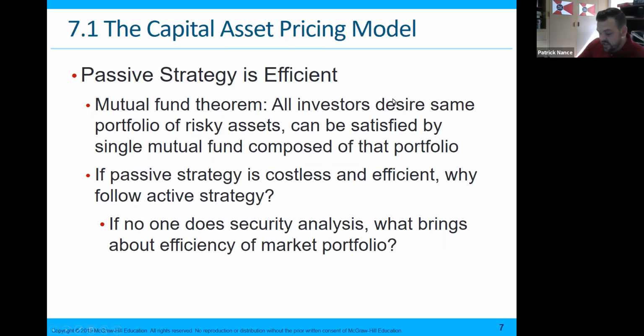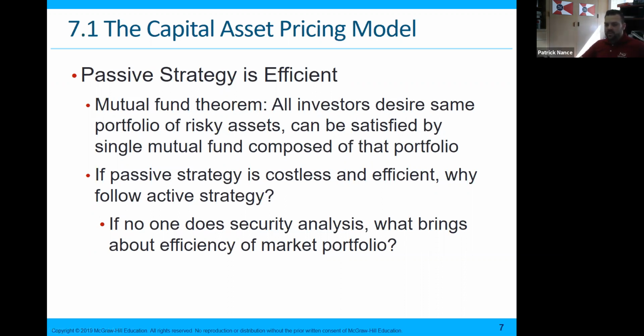So if these assumptions are true, and our hypothetical equilibrium holds true, then we would assume that a passive strategy would be efficient. Things like mutual funds. The mutual fund theorem says all investors desire the same portfolio of risky assets and can be satisfied by a single mutual fund composed of that portfolio. If a passive strategy is costless and efficient, why follow an active strategy?